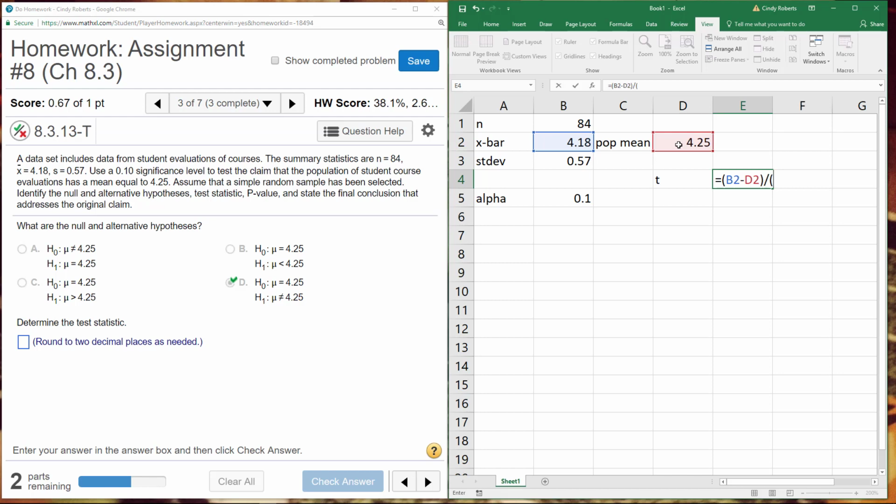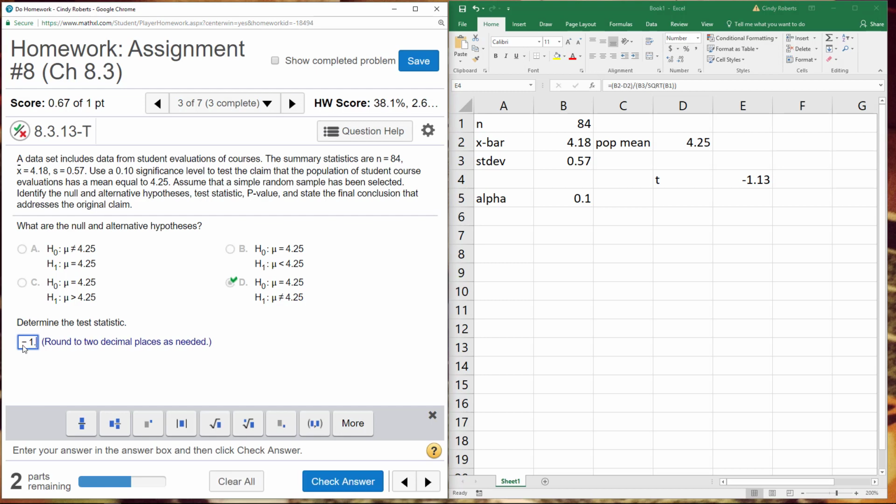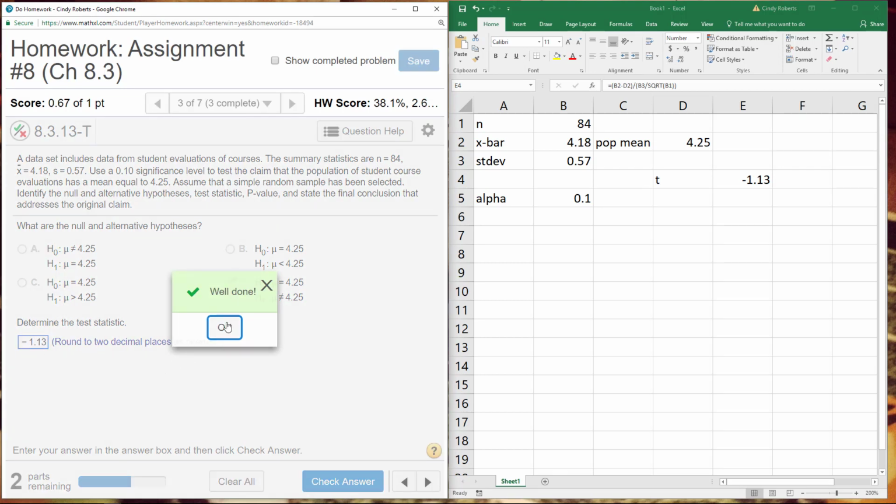So I'm going to put that in parentheses. The standard deviation divided by the square root of the sample size. I close my square root and then I close my denominator. I hit enter and it wants me to round to 2 decimal places, and I'm so lazy. Let's let Excel round it for me to 2 decimal places. So that's negative 1.13. Well done.